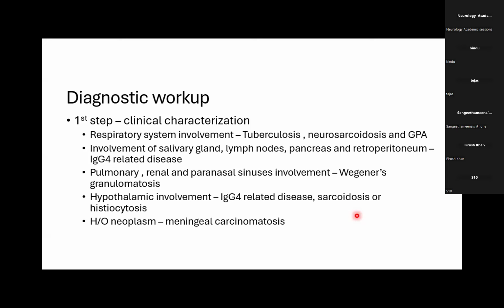Then, if there is hypothalamic involvement, like excessive polydipsia, then we should think of IgG4 related disease, sarcoidosis, or histiocytosis. With a history of neoplasm, we should think of meningeal carcinomatosis.